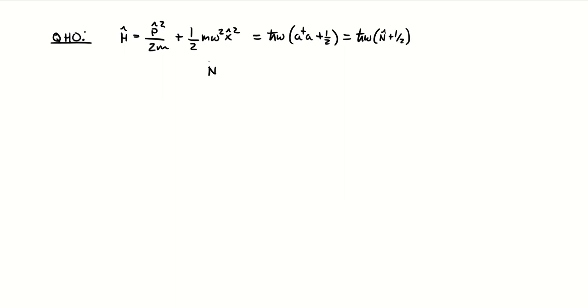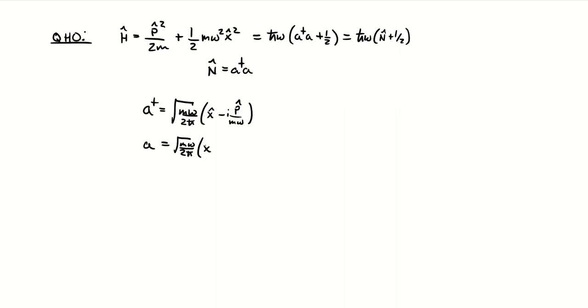we've defined that number operator just to be the raising times the lowering operator. The raising operator defined as m omega over 2 h bar, position operator minus the momentum operator over m omega, and the lowering operator, just the conjugate of that, where this is plus the momentum operator over that. And these essentially just raise and lower the system through the ladder of energy states.